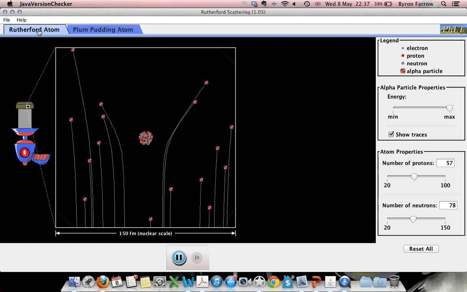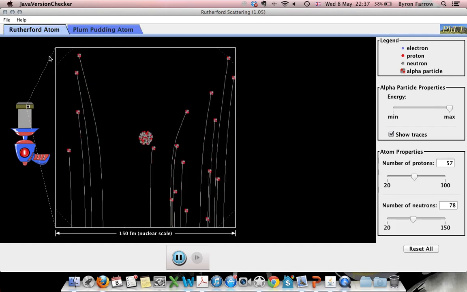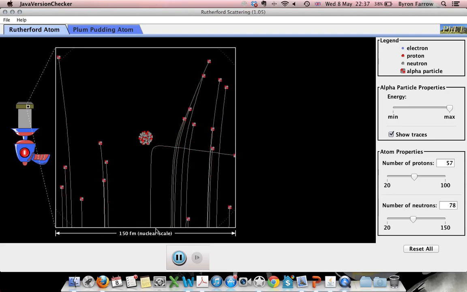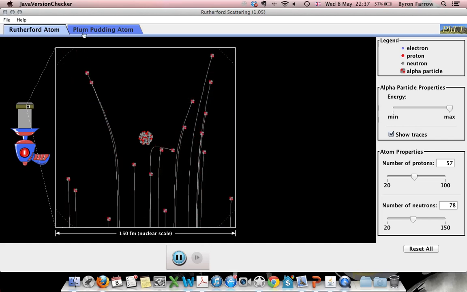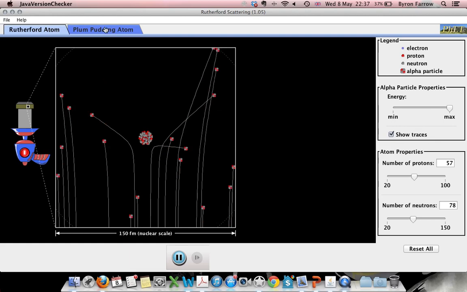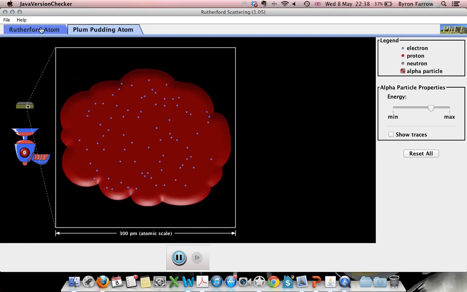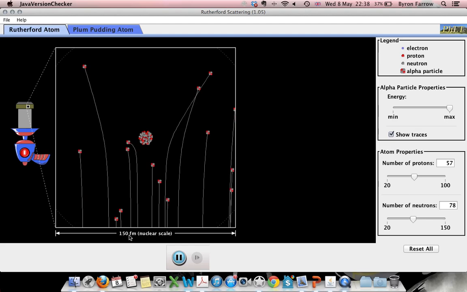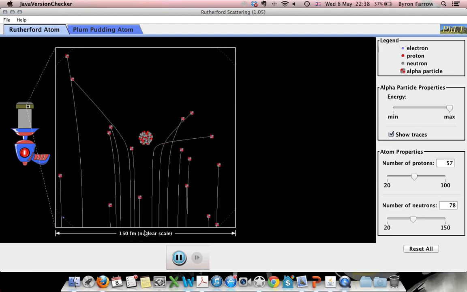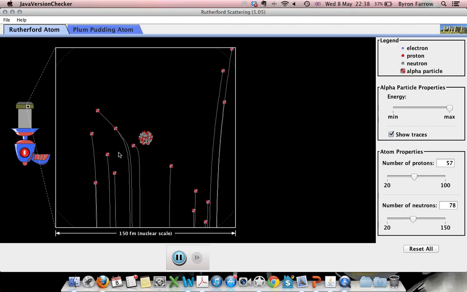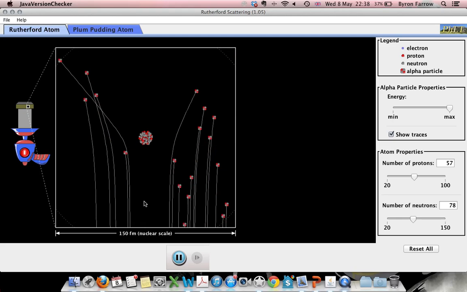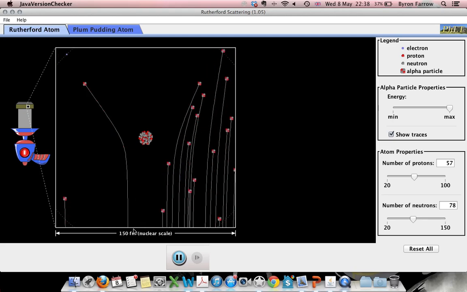Instead, we can look at the Rutherford atom. In a Rutherford atom, the alpha particles approach, and yeah, most of them go kind of straight past. Oh, by the way, notice the difference in scale: 150 femtometers compared to 300 picometers. That's three orders of magnitude difference: 300 times 10 to the minus 12 compared to 150 times 10 to the minus 15. But some of the alpha particles are deviated by quite large amounts. And occasionally, if one approaches right at the center, it's pushed all the way back.